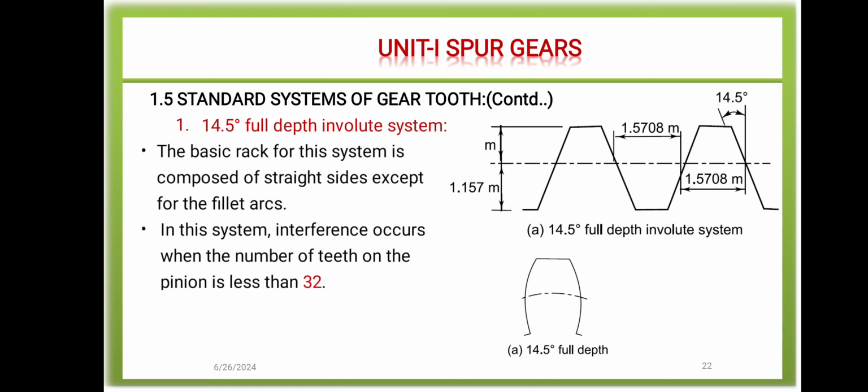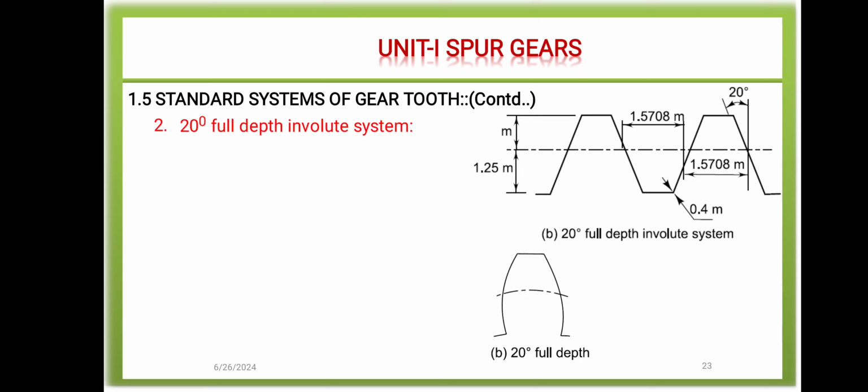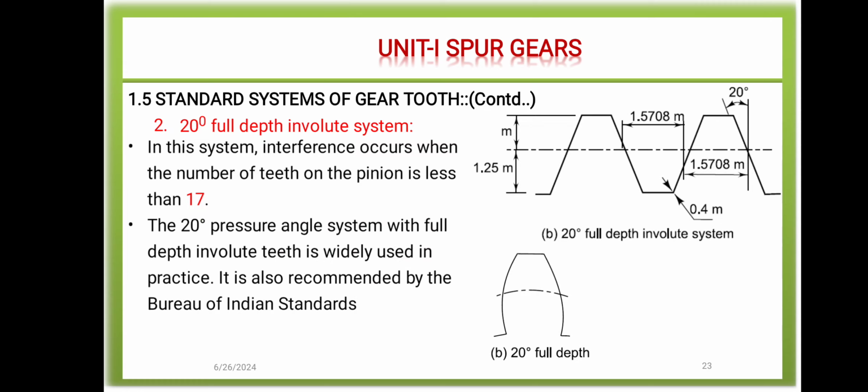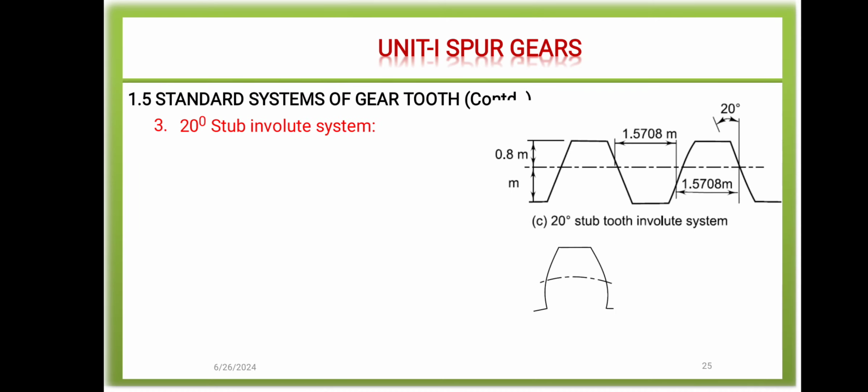In this system, interference occurs when the number of teeth on the pinion is less than 32. This is satisfactory when the number of teeth on a gear is large. So second is the 20 degrees full depth involute system. In this particular system, interference occurs when the number of teeth on the pinion is less than 17. Number 3 is the 20 degrees stub involute system.